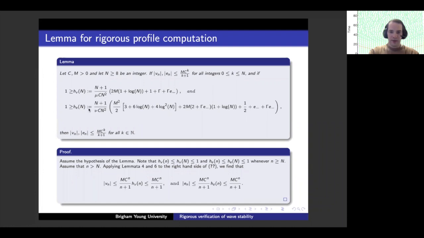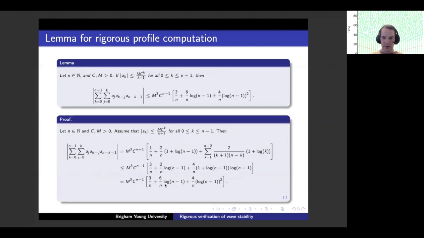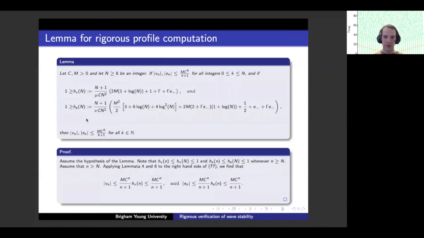So we define H, V, and HE to be the terms that we want to be less than 1 from that previous slide. These terms that we got here in the square brackets we'll define to be HV and HE, but they've been rearranged just to make sure we get the right form we want. We're able to use those to show by induction that our coefficients are bounded by some constant m times our constant c to the n over n plus 1. Sorry, another typo there in the statement of the lemma.